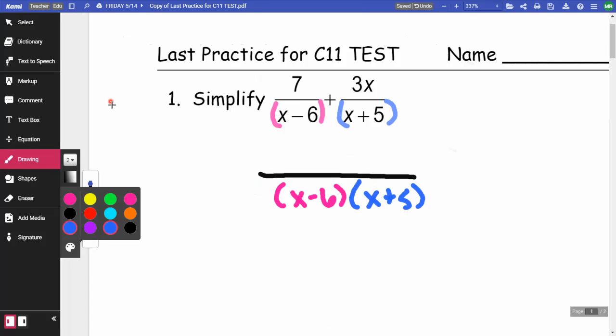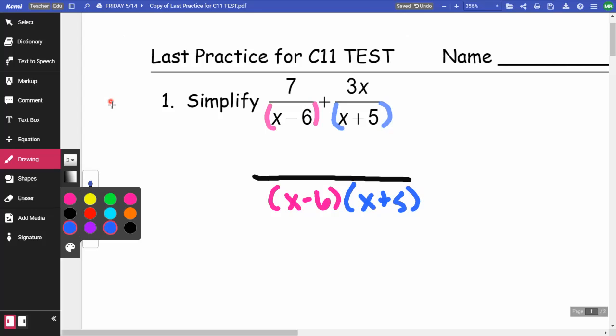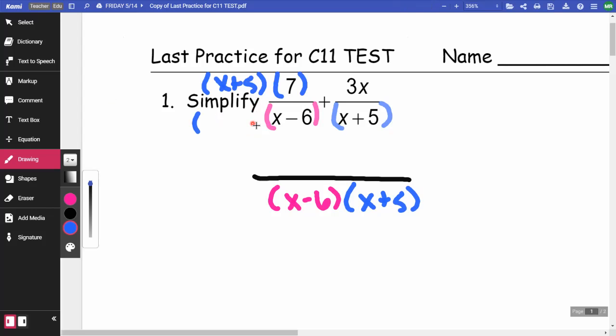That's going to be my common denominator. So I need to multiply top and bottom of both of these fractions to get that common denominator. So from my first fraction here, I am missing my x plus 5. So I'm going to multiply top and bottom by x plus 5. So I'm going to go x plus 5 times the 7 and x plus 5 times my x minus 6, which gives me this denominator. Then for the second fraction, I'm missing the x minus 6, so I'm going to multiply top and bottom by x minus 6.